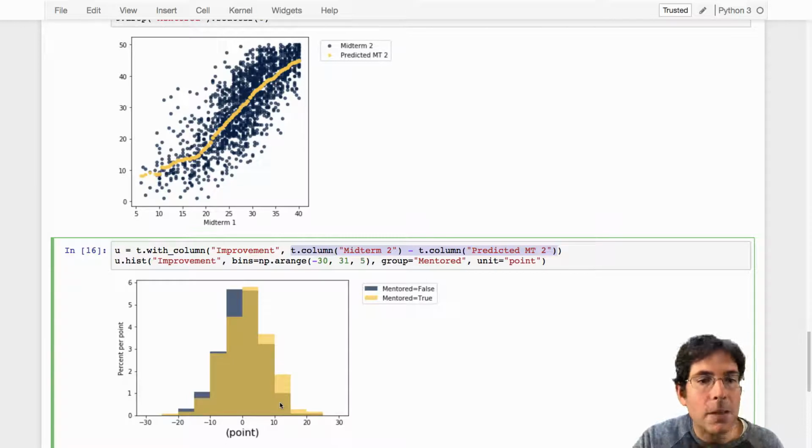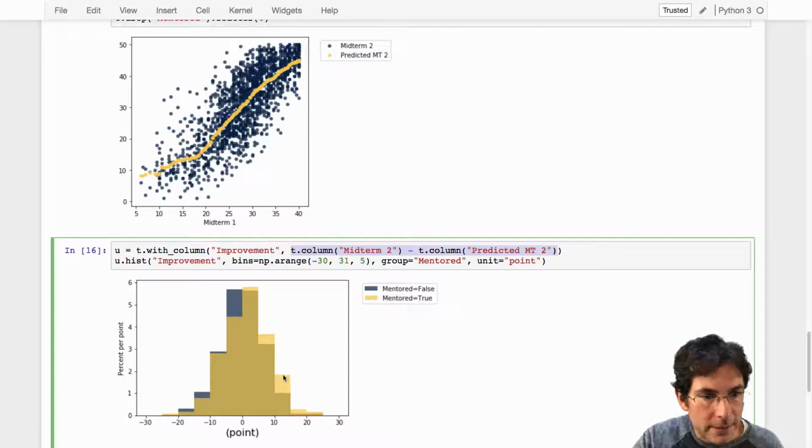And what about the yellow histogram? So these are the students that did receive mentoring. Some of them did worse than expected. Some of them did better than expected. In fact, more of them did better than expected than worse than expected, which is why most of the area of this histogram is over here on the right.